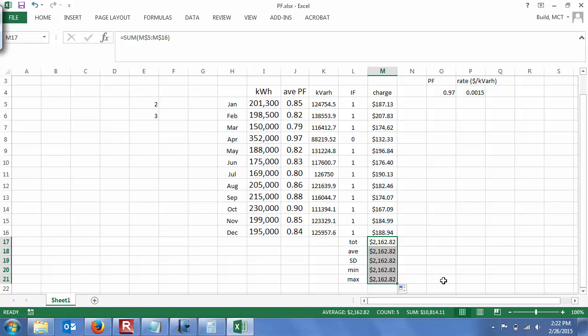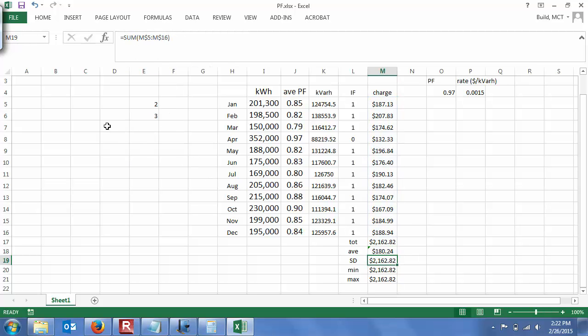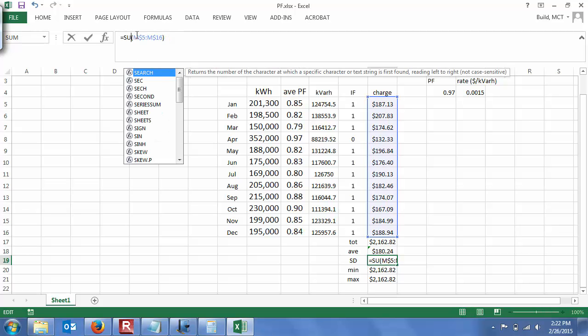So I just grabbed that bottom corner and dragged it down. And when I did, because I used the dollar sign, it kept M5 through M16. If I hadn't used the dollar sign, it would have dragged each one down by one cell every time I did it. So now all I have to do is substitute in average. For some reason, mine just comes out 0.